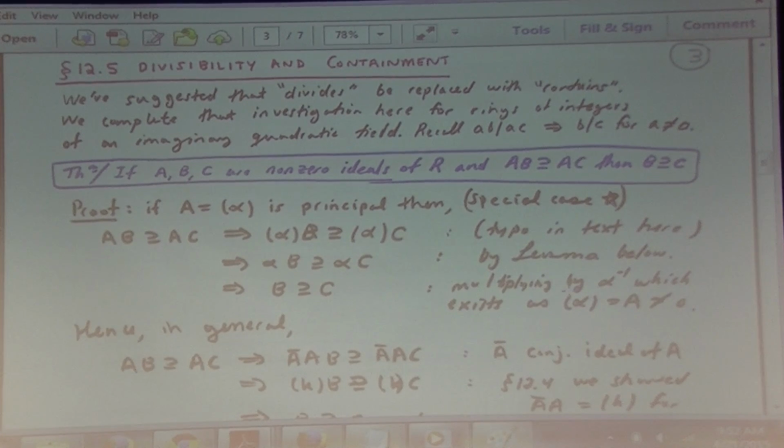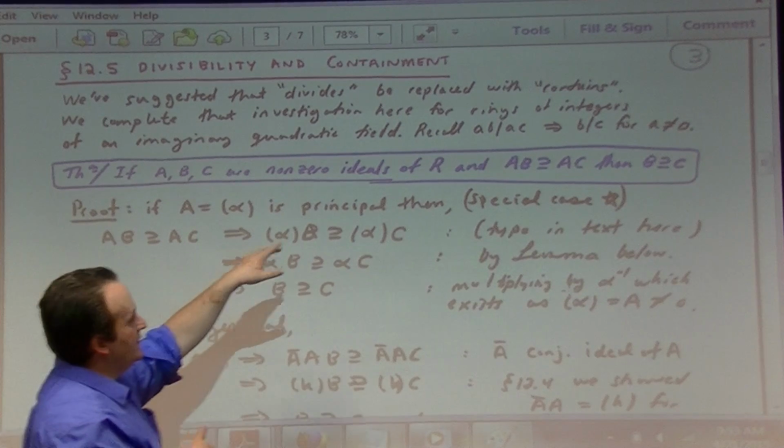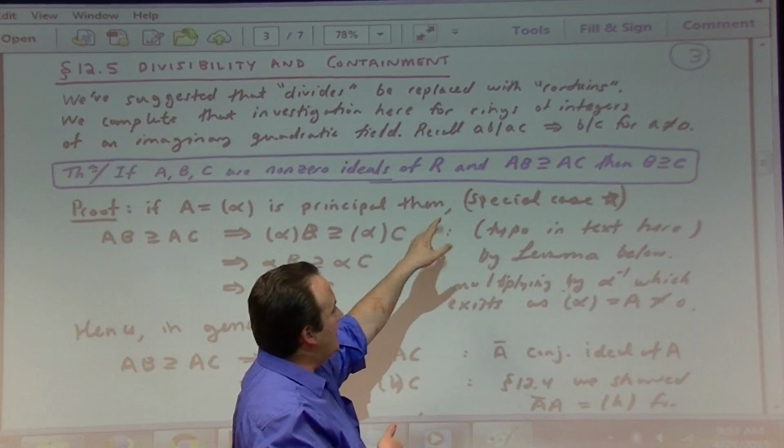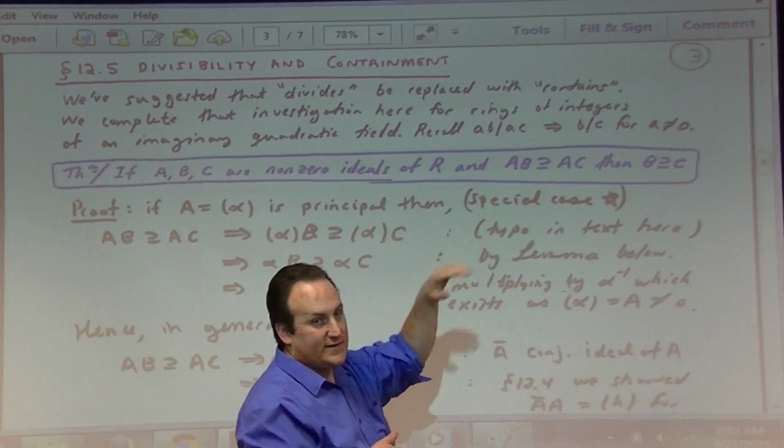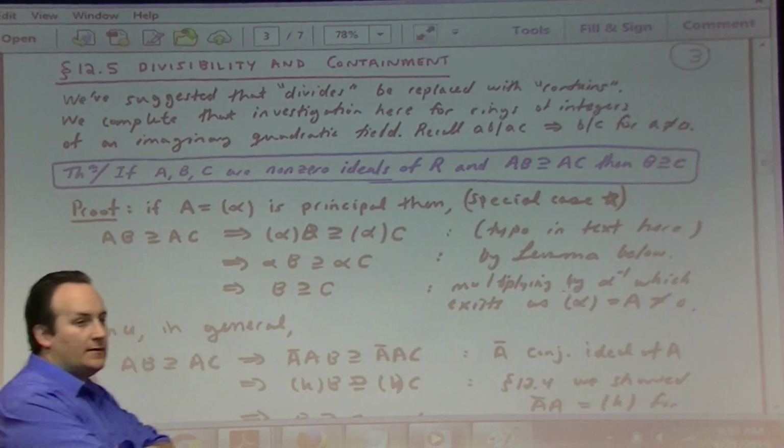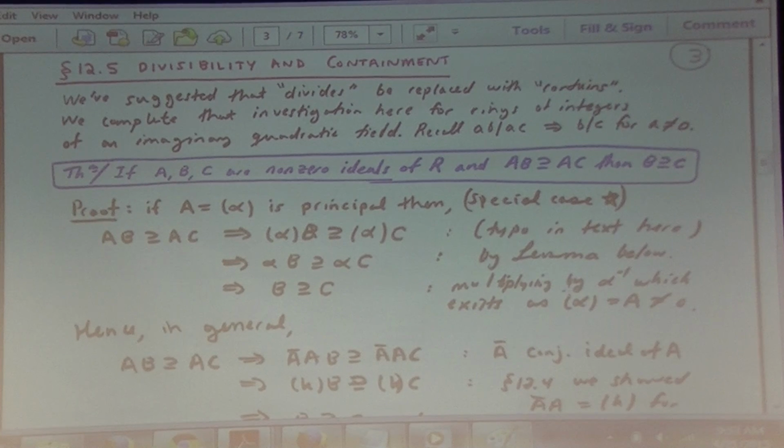If A, B, and C are non-zero ideals, if AB contains AC, then B contains C. So this would be analogous to what we had at the start of the course, where if we had A non-zero, if AB divides AC, that implies that B divides C, right? That was a theorem we had about divisibility early on. Now that's true for containment. That's one thing. So the proofs are based on that conjugate thing we just did, all right?